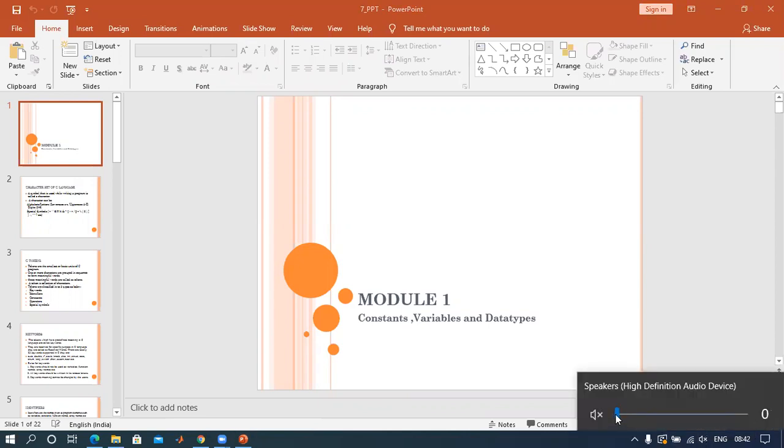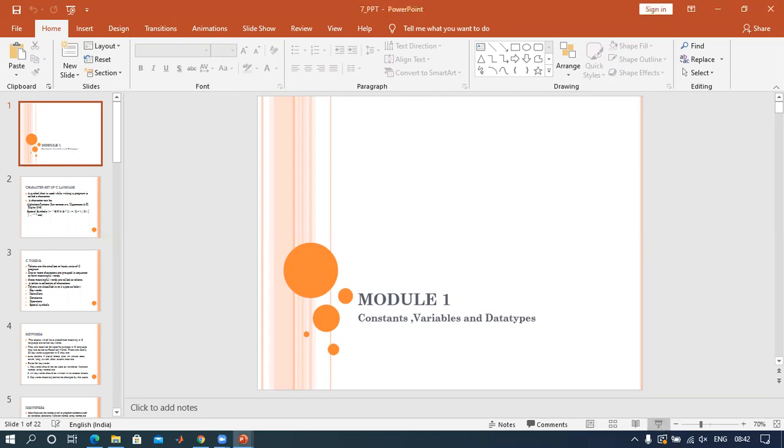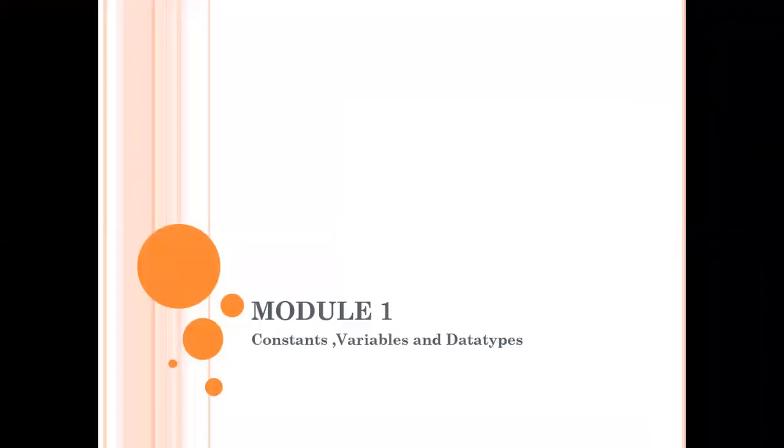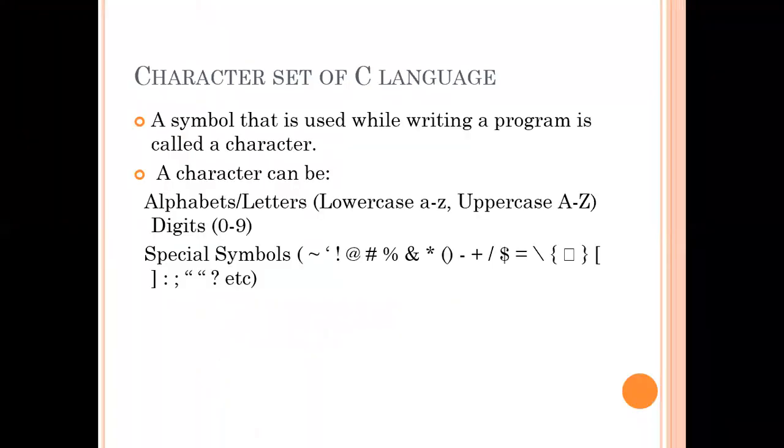Today, I am going to talk about constants, variables, and data types. Constants, variables, and data types. Okay. So, the first one is called the character set of the C language.